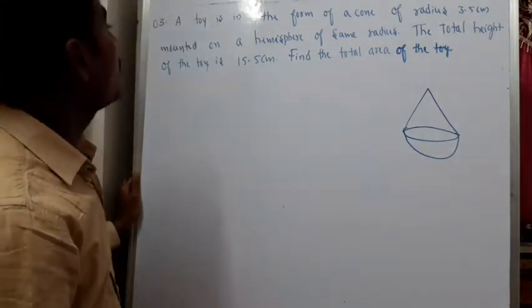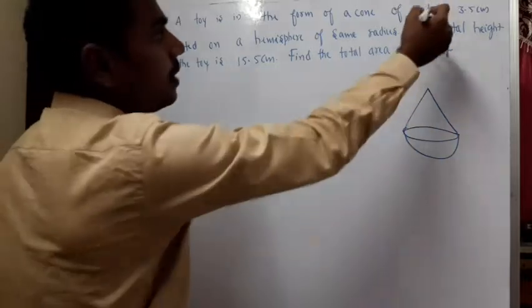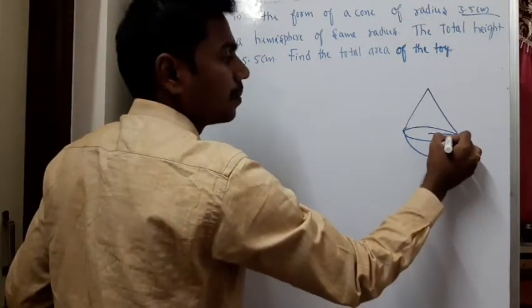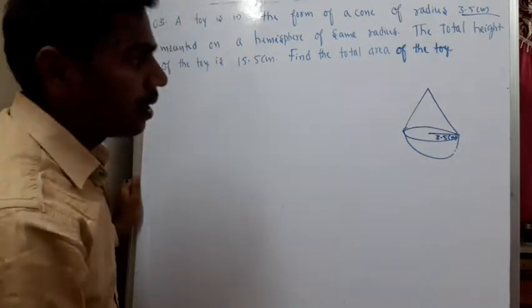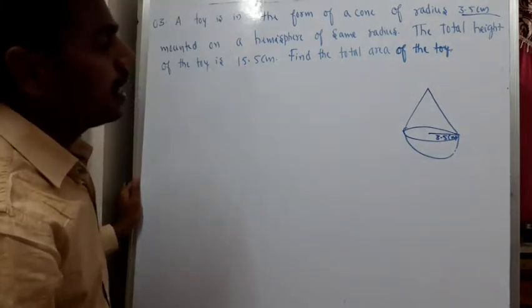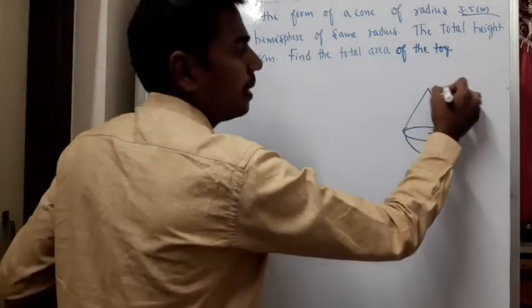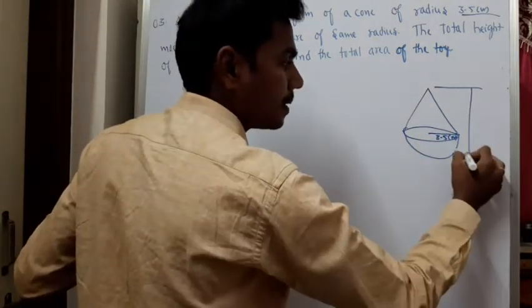Now the total height of the toy is, see, they have given the radius of the cone, that is 3.5 centimeter. Fine. Now the total height of the toy is 15.5 centimeter. This is the total height.